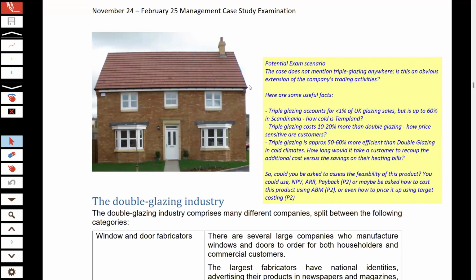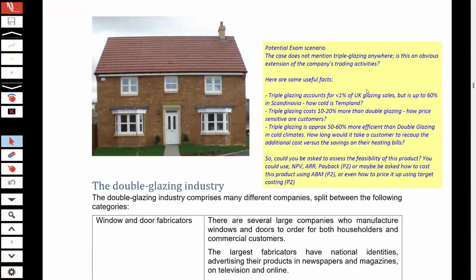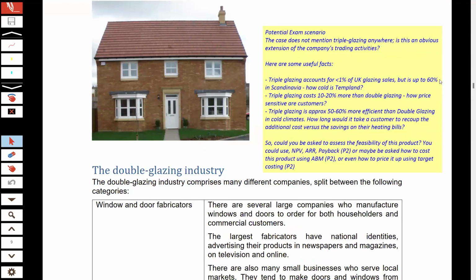Now, we've just pointed out on the right here something that I mentioned earlier, which is that nowhere in this pre-seen does it actually mention triple glazing. But this is a growing trend in the real world. So it points out here that in Scandinavia, 60% of the sales of windows is actually triple glazed. Now, that's in Scandinavia where the temperatures are lower than in the UK, but we don't know anything about Templand. We do know that some areas are warmer than others, and it might be that there is going to be this demand for triple glazed windows in Templand.